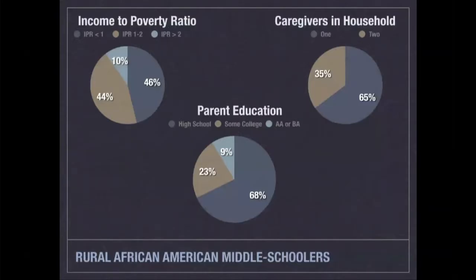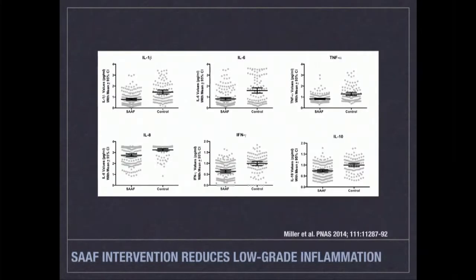Just to give you a feel for the sample, this slide shows you that it's a fairly low income at-risk sample, at least in terms of classic demographic indicators on income to needs ratio, household structure, parental education. And what we saw 8 years after the intervention was that children who had participated at 11 years old, 8 years later, showed lower concentrations of 6 different biomarkers of low-grade inflammation. The effect sizes here in standard deviation units were around the 0.4 to 0.6 range, depending on which inflammatory biomarker you're looking at.